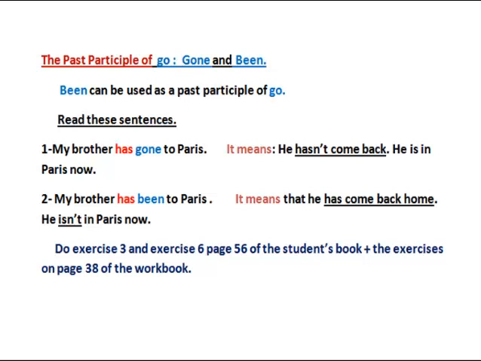Let's take a look at the following examples. Number 1. My brother has gone to Paris. What does that mean? It means that he is still in Paris now. It means that he hasn't come back yet. He is in Paris now. He is still in Paris.